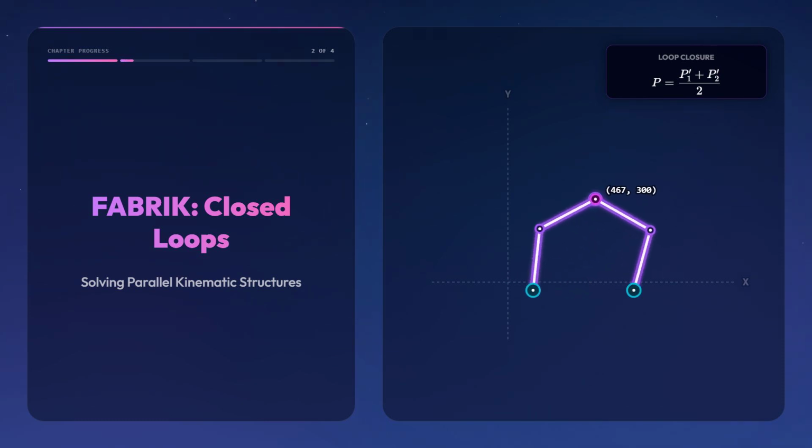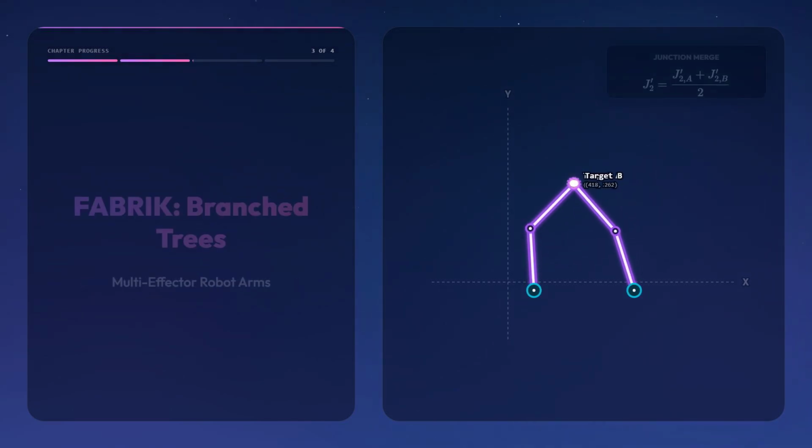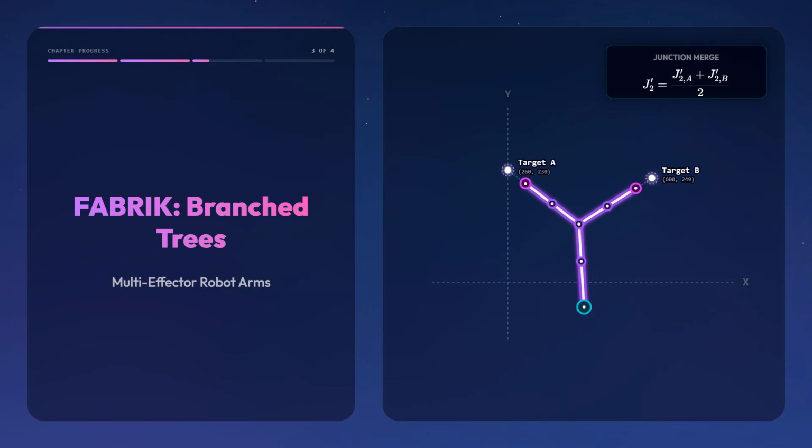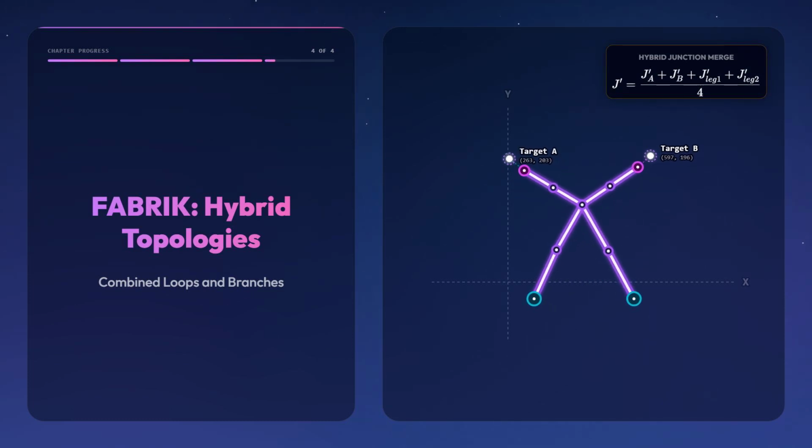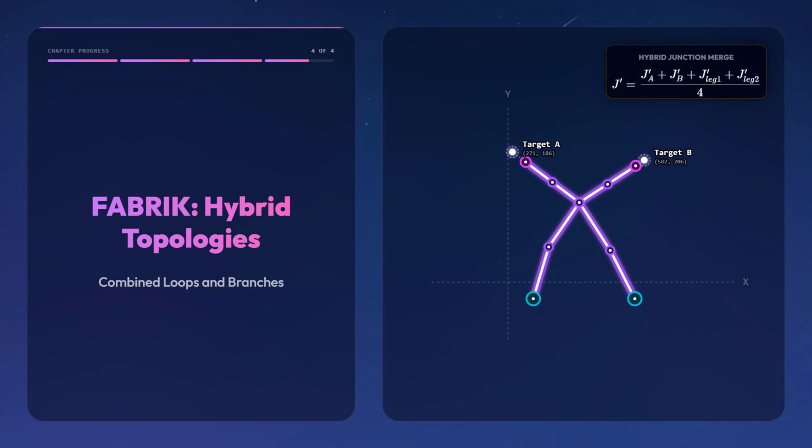First, closed loops are solved by breaking them into separate serial chains and averaging the position of shared joints to close the loop. Multi-effector tree structures are solved by propagating coordinates back from each finger, averaging the results at the junctions, and then pushing them forward from the base. Combining these rules allows us to solve hybrid closed-loop and branch topologies in real time, all using the exact same simple distance projections.